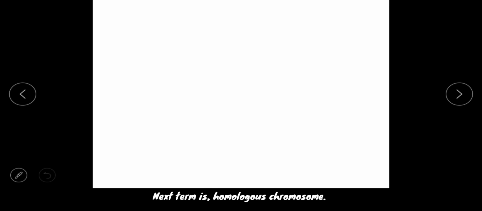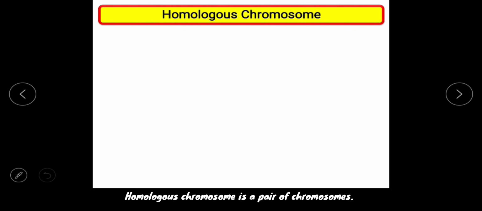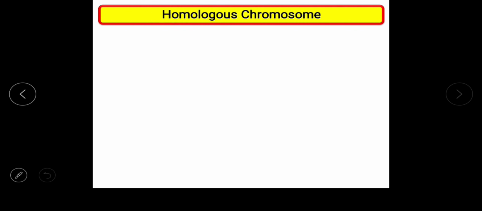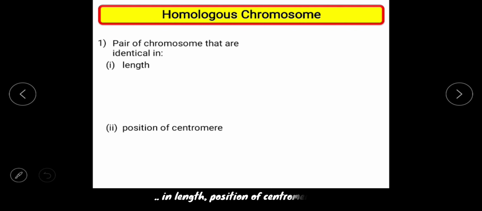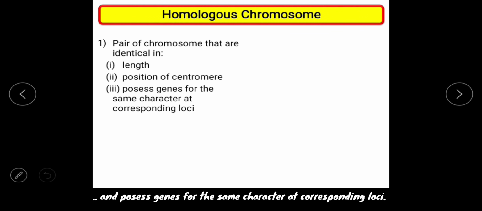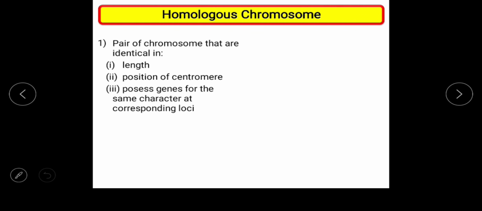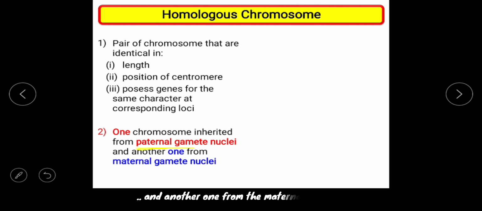Next term is homologous chromosome. Homologous chromosome is a pair of chromosomes. So this pair of chromosomes are identical in length, position of centromere, and it possesses genes for the same character at the corresponding loci. Why is there a pair of chromosomes? Because one chromosome is inherited from the paternal gamete, father, and another one from the maternal gamete.